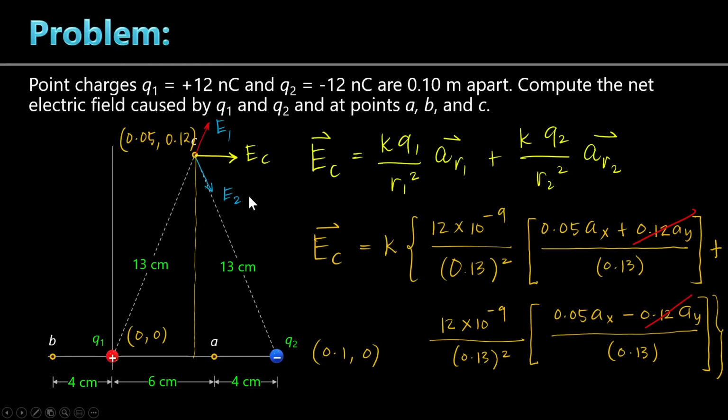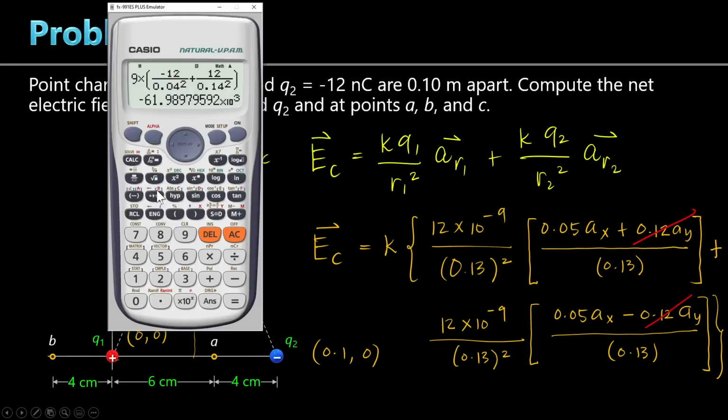So, pwede na siguro tayong mag-compute sa calculator ngayon. Okay? Sa calculator, pindutin natin yung K, pero hindi ko na ilalagay yung to the 9 kasi nga may to the negative 9 sa loob. 9 times parenthesis, tapos fraction sign para dito. 12 na lang divided by 0.13 squared times 0.05 fraction sign uli. Merong 0.13 sa ilalim niya.